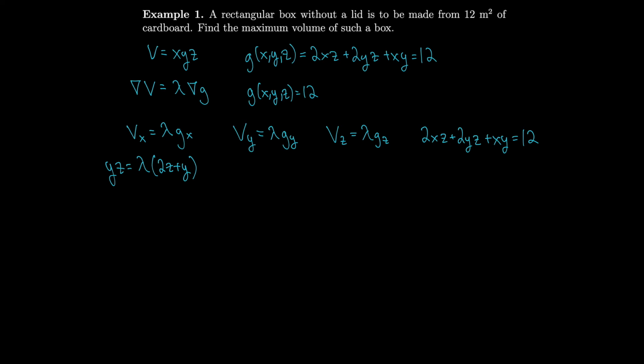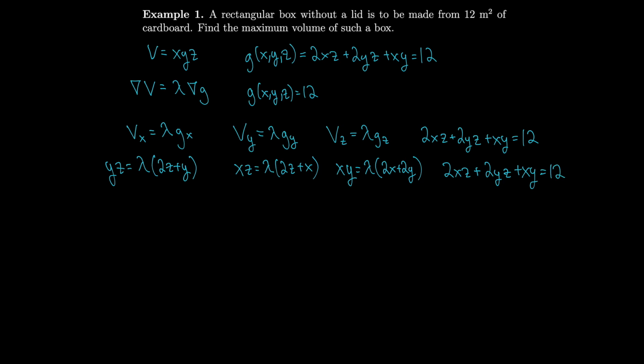Alright, I do the same thing for the partial v with respect to y. I should get xz. And then that would be lambda times partial g with respect to y, which is 2z plus x. Then I'll do that again for partial with respect to z. I should get xy equal to lambda times 2x plus 2y. And then I still have my constraint equation 2xz plus 2yz plus xy equals 12.